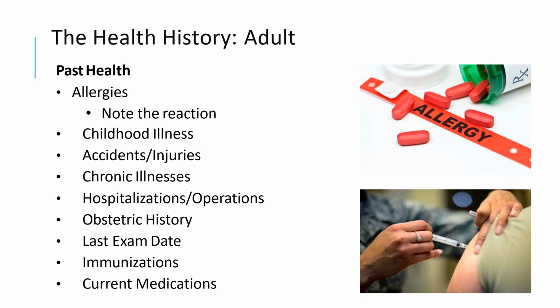Obstetric history. This is for our female clients. We need to know about the number of pregnancies, the number of live births that they have had. At what age did their menstrual cycle begin? If it's an older client, then are they in menopause? We need to know about their last OBGYN Pap test.